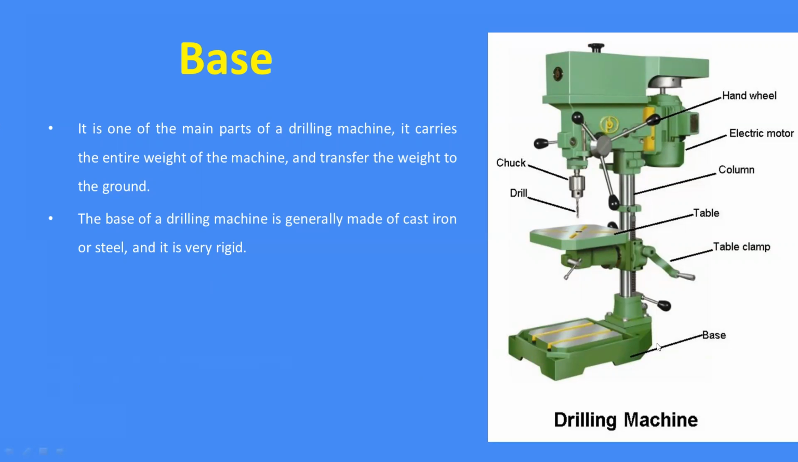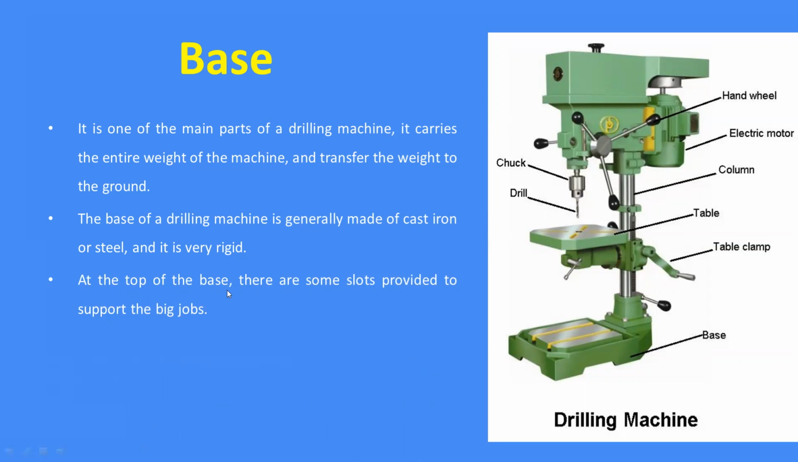What is rigidness? Whenever a load is acting on this base, the base should not get deformed. If the base is not getting deformed, that property is called rigidness.